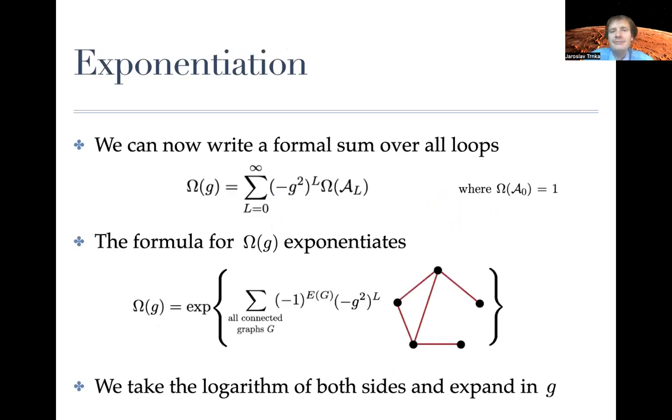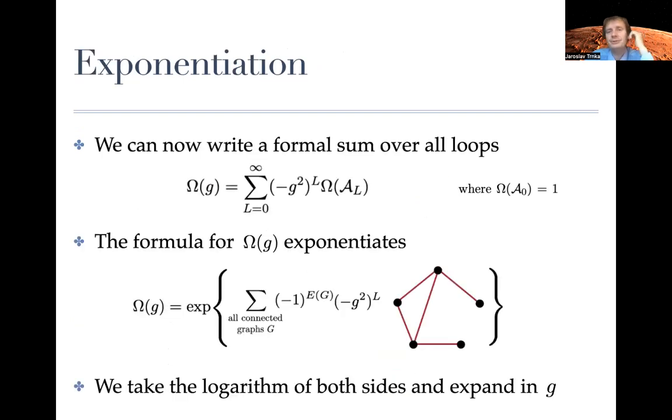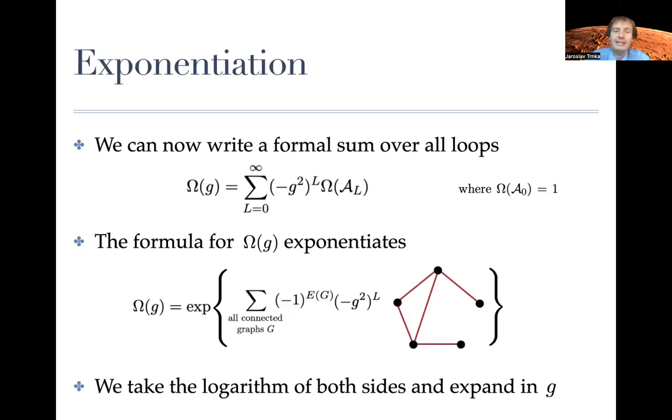Now I can write a formal sum over all the loops. I can take this object on the first line and dress it with g to the L. I introduce a coupling constant and raise it to the loop order, the number of dots, and I sum from 0 to infinity. So this is just a formal object at the moment. Now, because of the properties of graphs from graph theory, the ones on the right-hand side exponentiate. So I can write it as an exponent of only connected graphs. Before it was all graphs, and here it's only connected graphs.